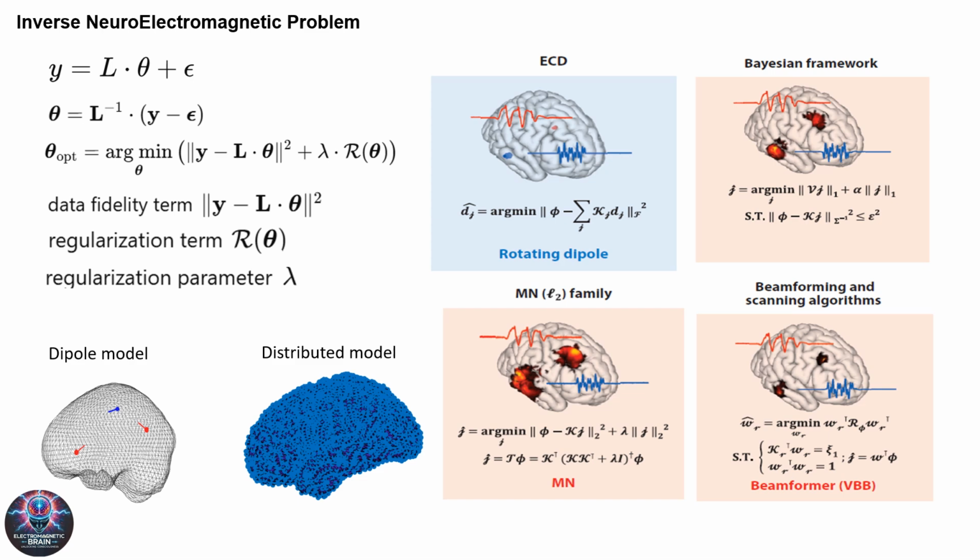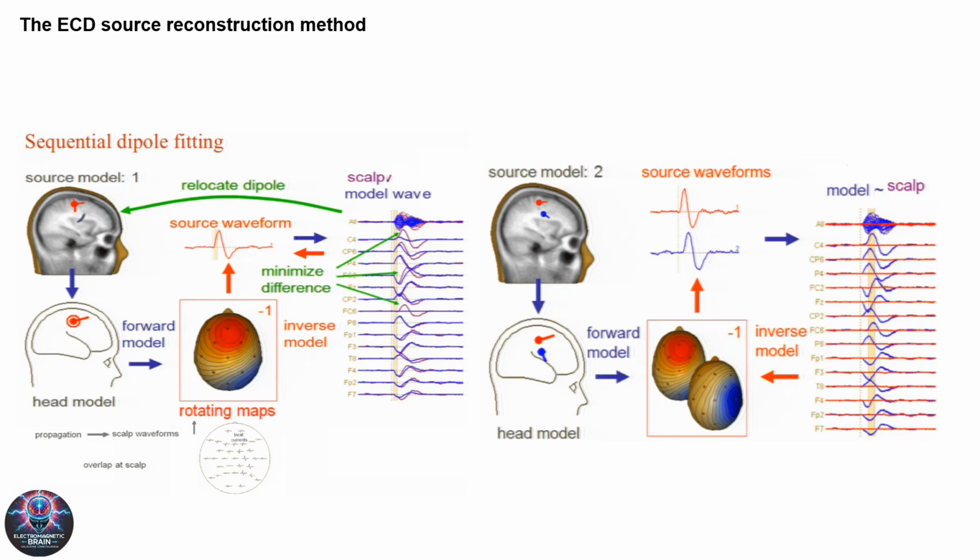Beamforming constructs spatial filters to estimate the source activity at specific locations, optimizing for a directional response, with the solution being a set of filters that, when applied to the data, highlight activity in specific brain regions while suppressing interference from others. The ECD method is a powerful tool for localizing neural sources in the brain, especially in cases where the activity is believed to be focal and can be modeled with a few dipoles.